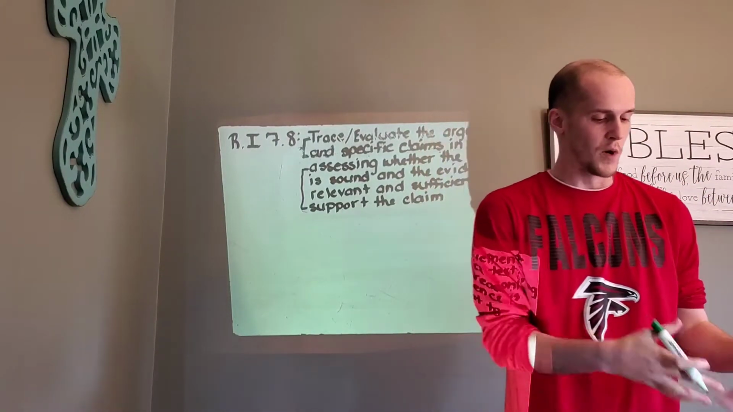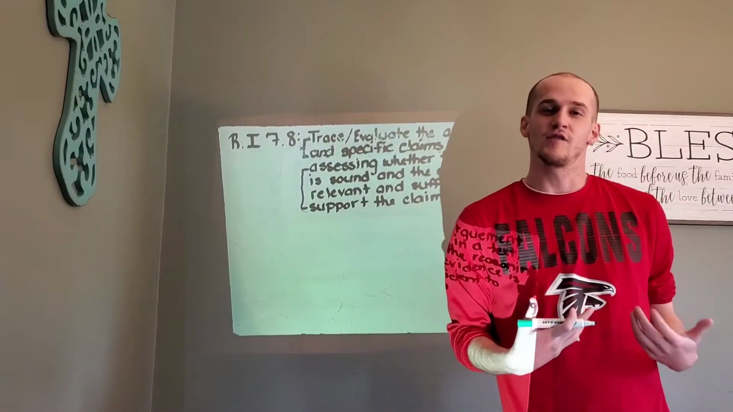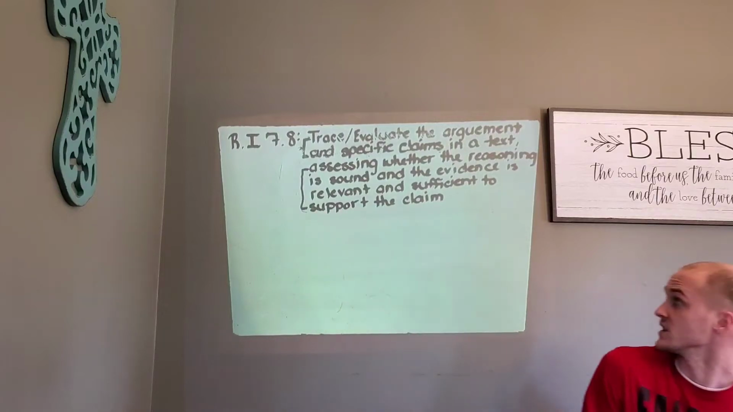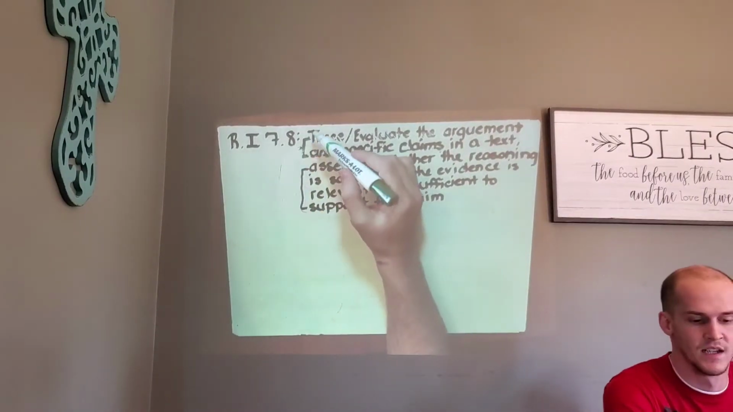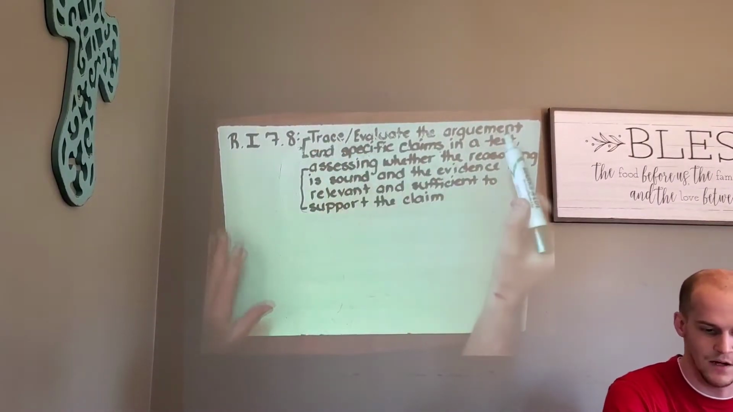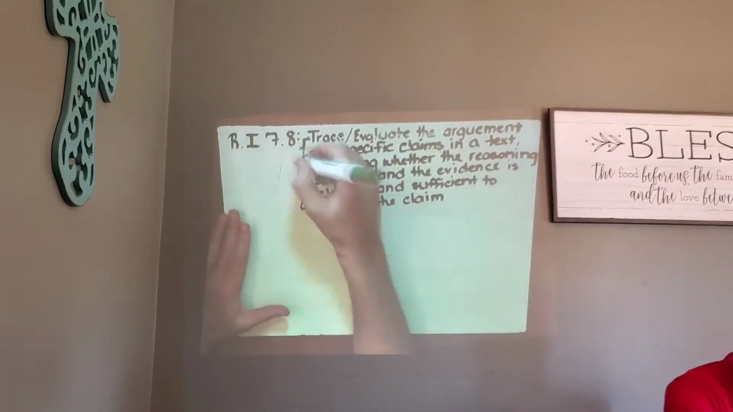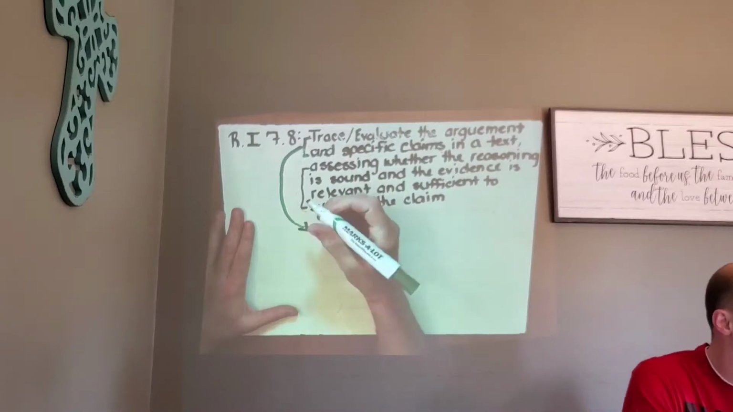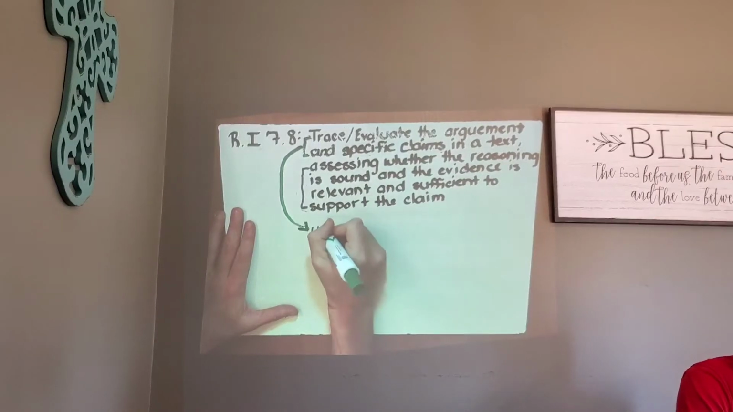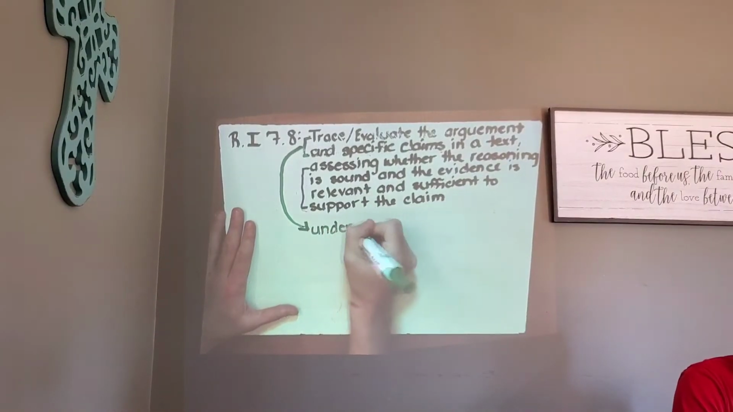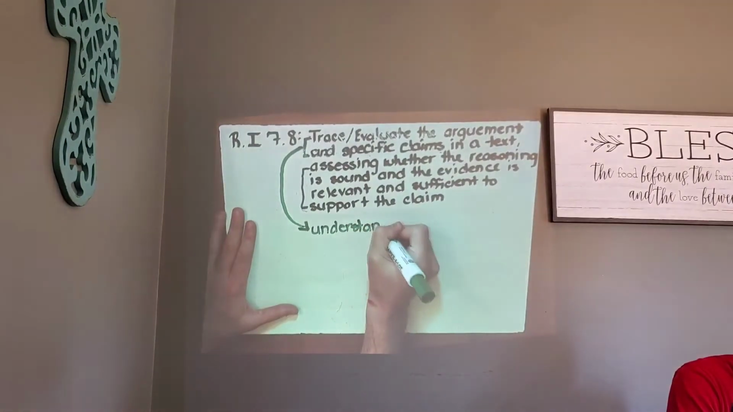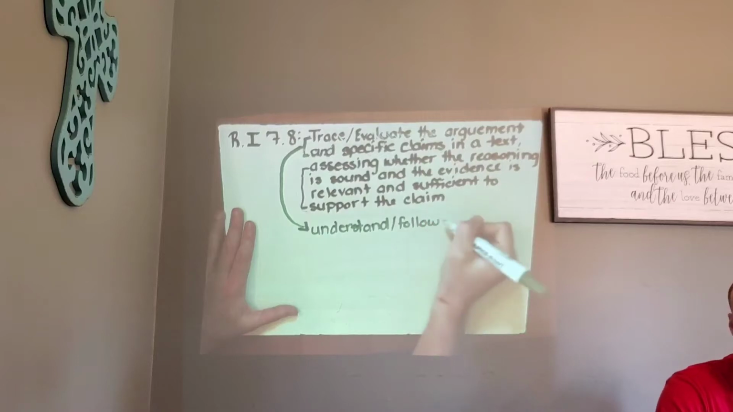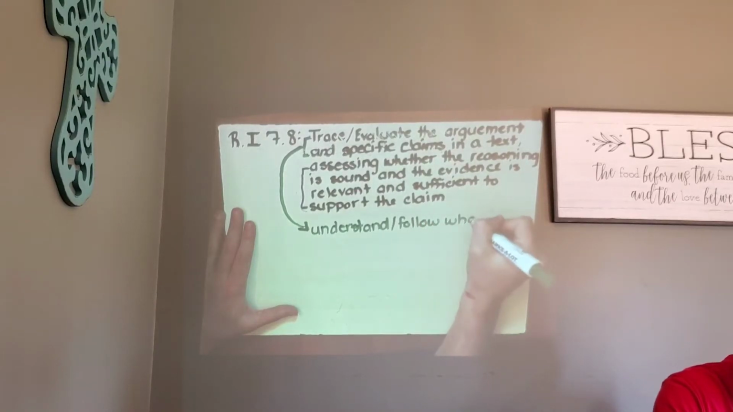Now, we're going to break this down to make it easier to understand what students have to be able to do. And it's a three-step process. The first step is right here in the first two lines. Trace and evaluate the argument in specific claims in a text. This is step one. So in step one, you have to be able to understand and follow what the author is trying to prove.